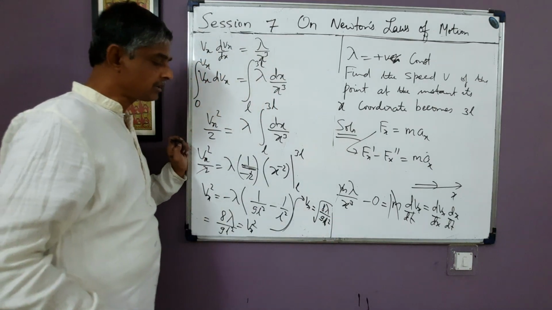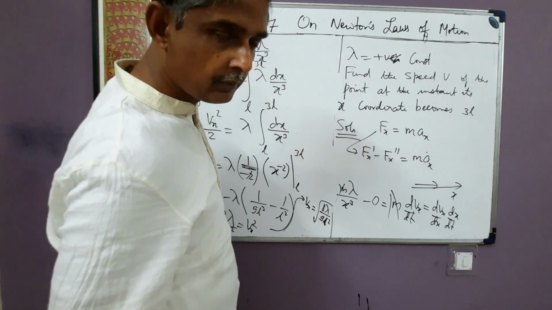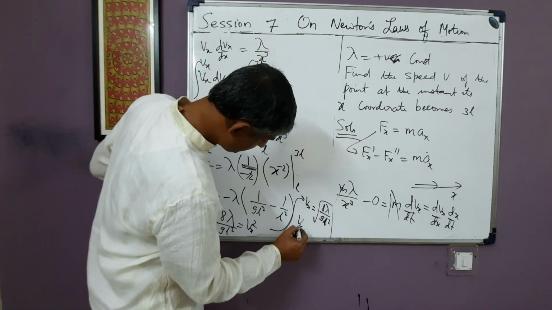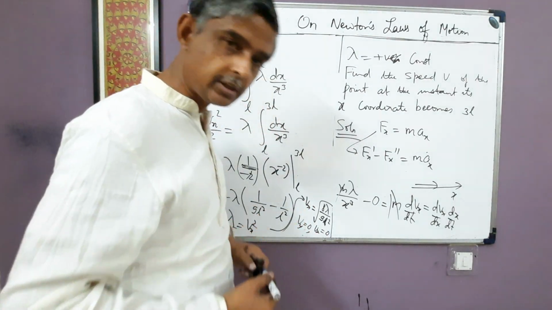But see, we have been asked to find the speed. But movement is along x-axis. So y and z components of velocity are always 0. So Vy is also 0 always and Vz is also 0 always. Only Vx is there. Is it clear?